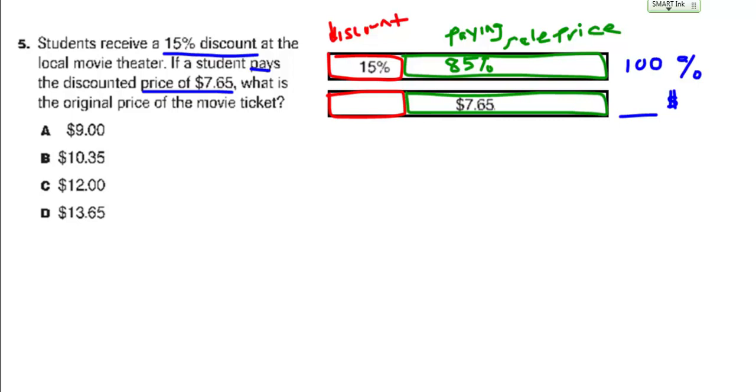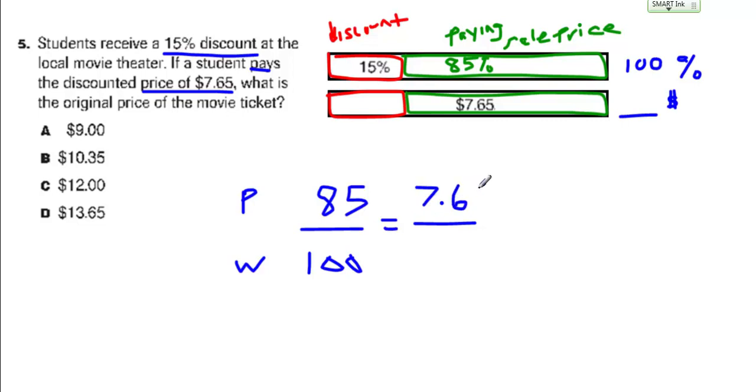Alright, so once you figure out what boxes you have both of, so do we have both pieces of information for the red boxes, or do we have both pieces of information for the green boxes, then you can proceed from there. In this case, we have both pieces of information for the green box, so we're going to figure out what's the all of it amount. Let's write this as a proportion, or as a ratio, 85 over 100 equals, alright, and remember, top is talking about parts and the bottom is talking about the whole. We don't know the all of it amount. We know the part, $7.65. We're going to find the whole.